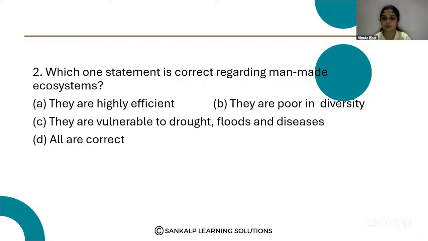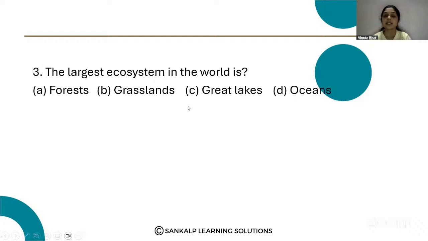Let's move to question number 3. The largest ecosystem in the world. Option A, forest. Option B, grassland. Option C, Great Lakes. Option D, oceans. So, forest, grassland, Great Lakes, ocean, these all are examples of ecosystems.